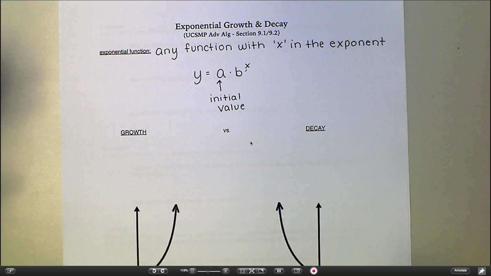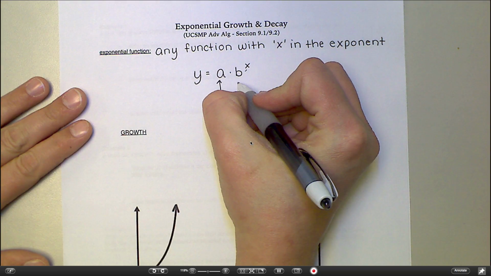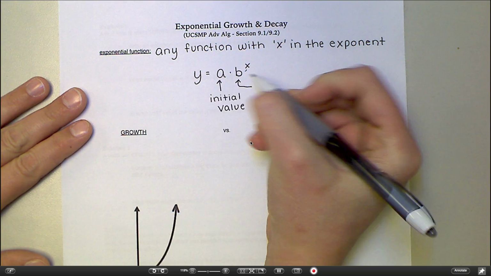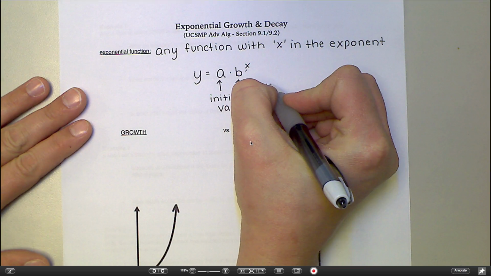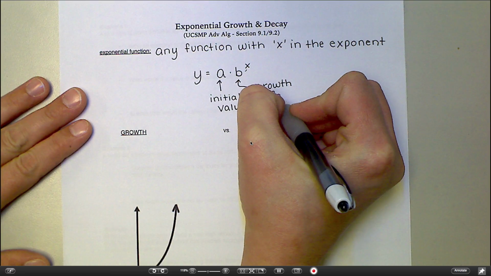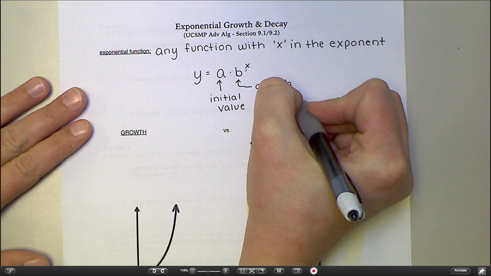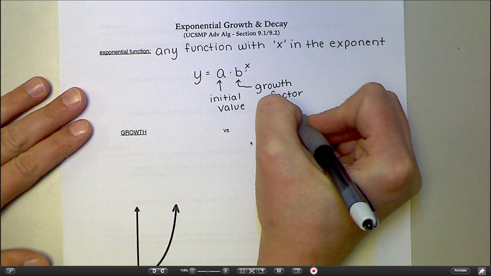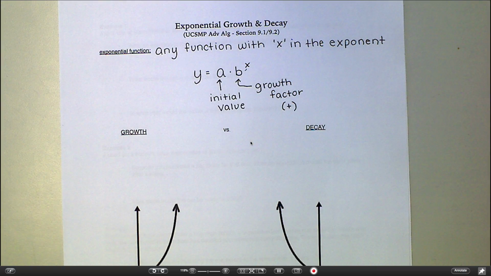So in terms of what we're talking about today, B is called a growth factor. And that's what you're multiplying by over and over again. And it's important that your growth factor is a positive number. And we're going to break that growth factor down a little bit more later on.